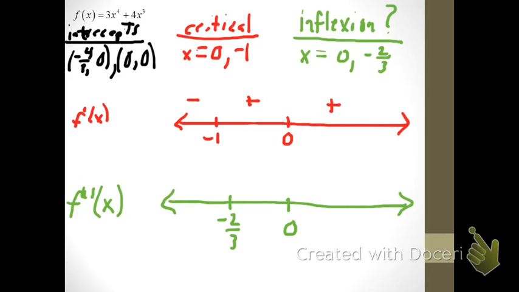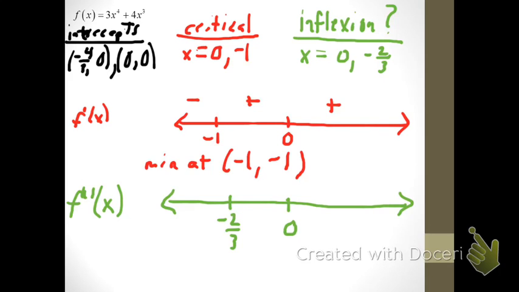Alright, now what did we learn from that? The graph goes from decreasing to increasing at x equals negative 1, which means that we're going to have a minimum value when x equals negative 1. Now remember, to find the y-coordinate for that minimum value, you have to plug negative 1 into the original function.